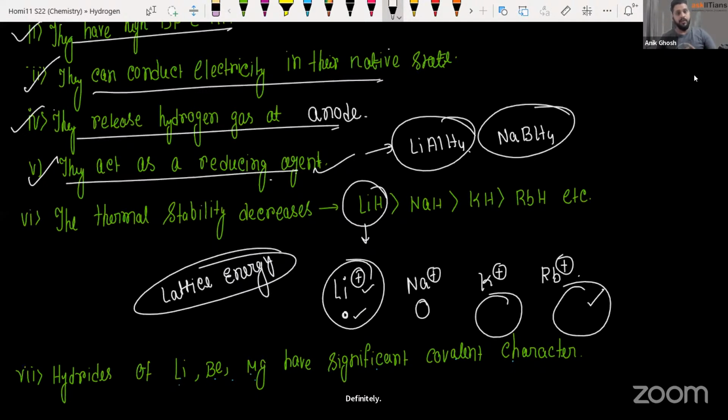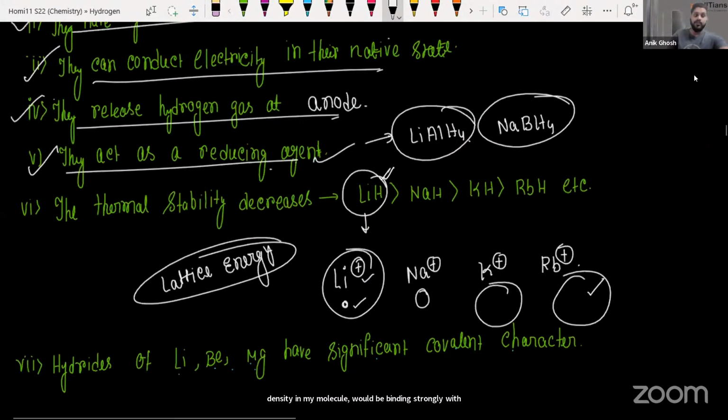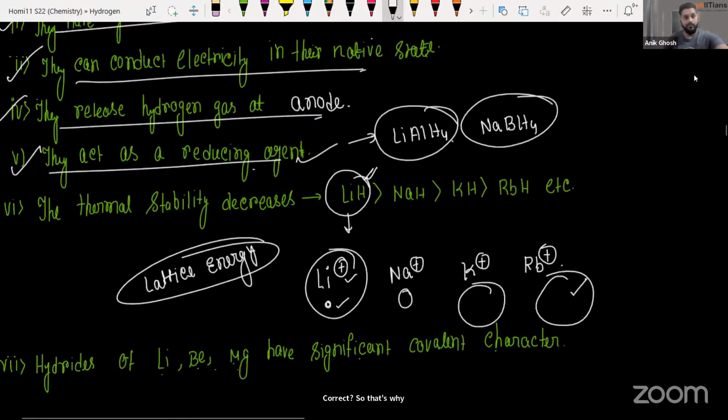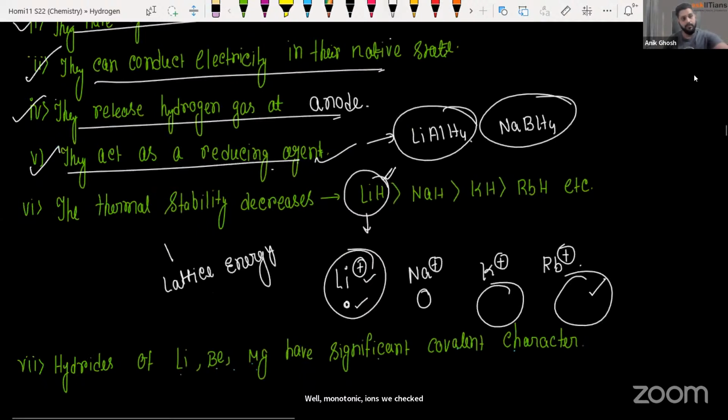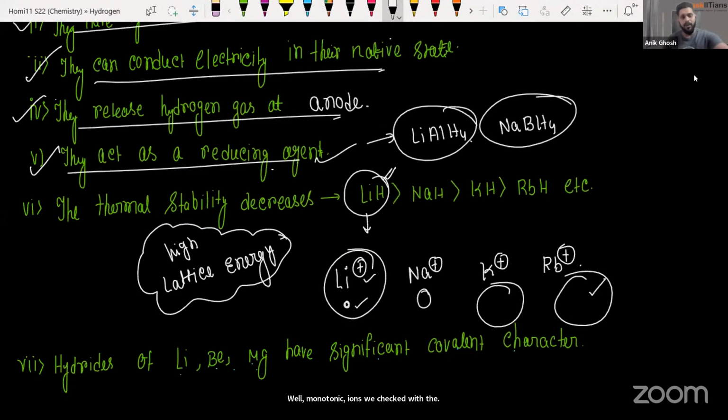Right? Because of that, exactly. As I have more charge density, my molecule would be binding strongly with H minus. Correct? So for monoatomic ions, we check with the lattice energy, and for polyatomic, we check with the polarization power. If you have the polyatomic ones, then we would have to look at the covalent character, exactly like Fajan's rule.